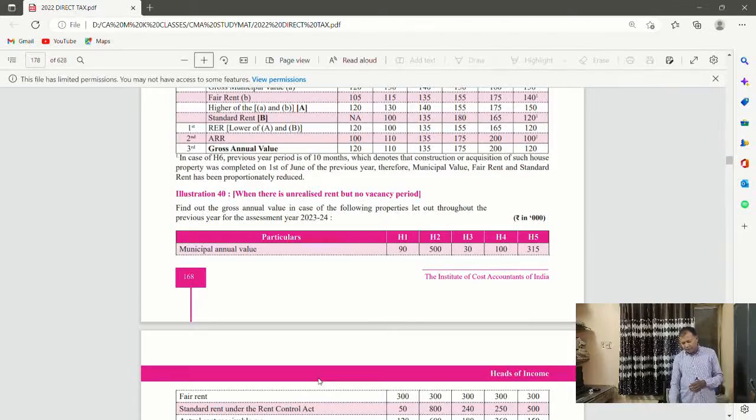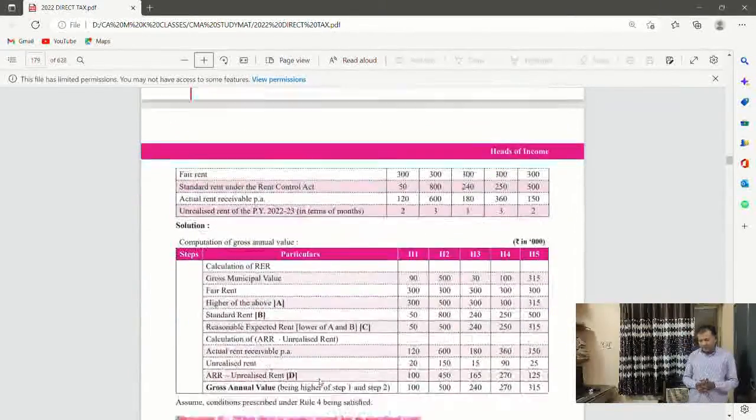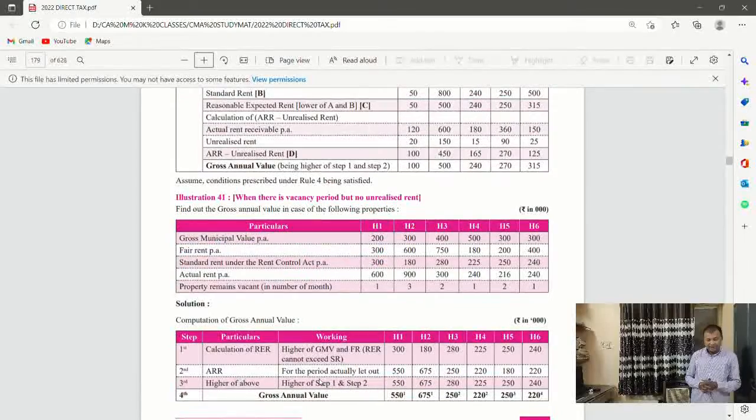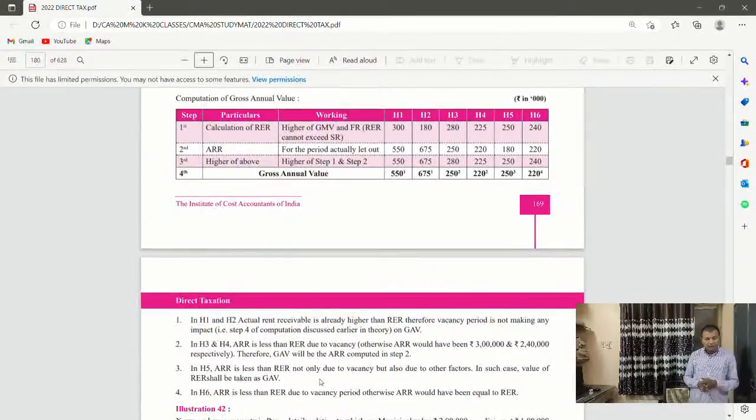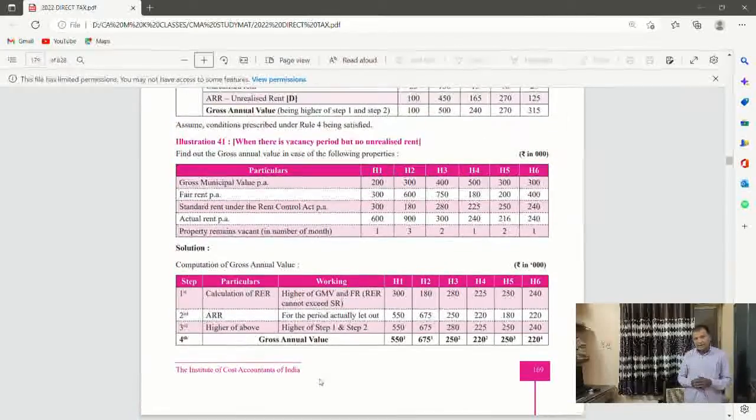Friends, again 41, when there is a vacancy period but no unrealized rent. So you can see the question on the screen so that you will understand better. So with this we will revise today. We will do up to question number 41 today, and in the next class we will start with question number 42. Friends, so let us start doing the problems.